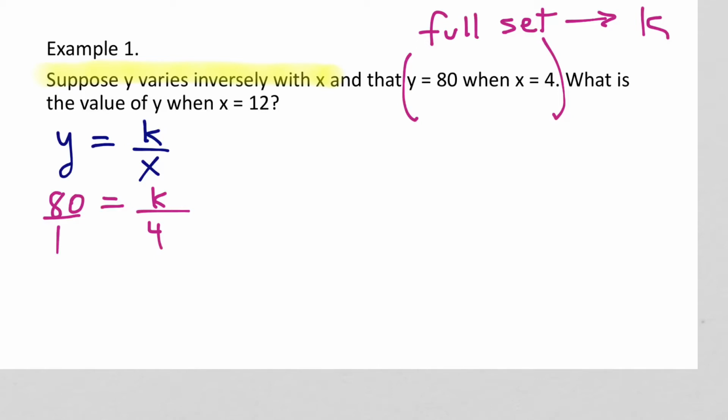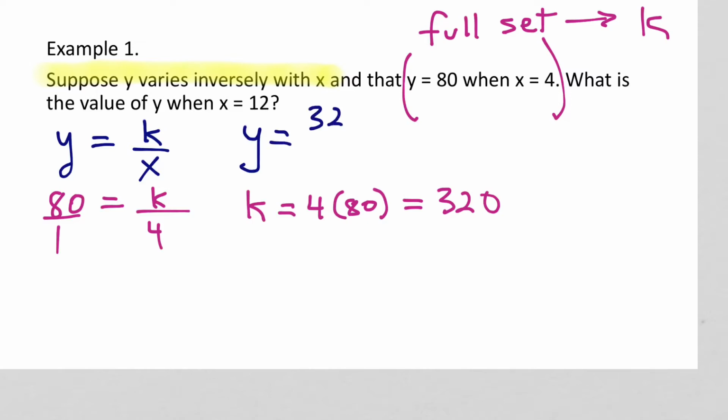So if I do cross multiplication, I'm going to get k times 1, which is k, is equal to 4 times 80. So k is equal to 320. Okay, so now I know what the relationship is between x and y in my problem. So let's put your k in here. 320 would replace k. So now, if you're given an x, you can find the y. If you're given a y, you can find the x, because this is your relationship for this problem.